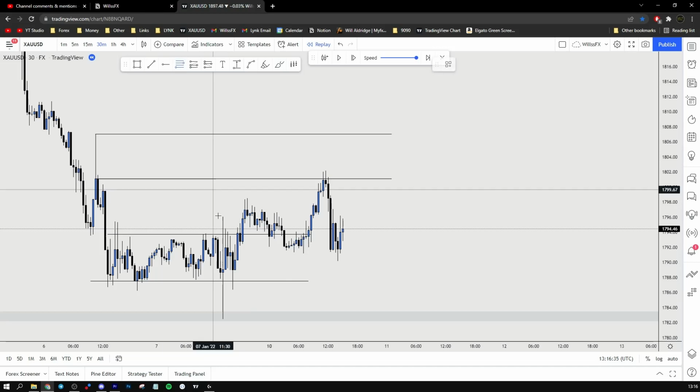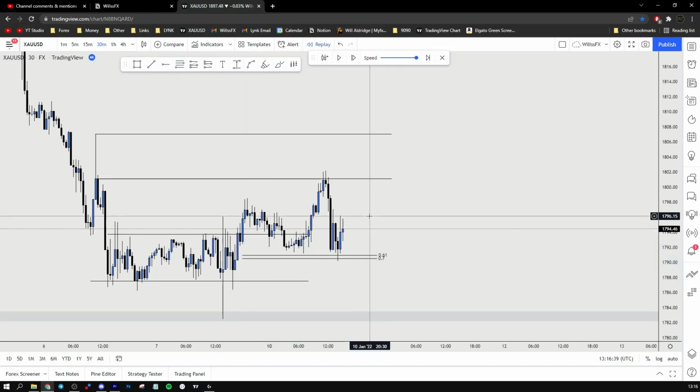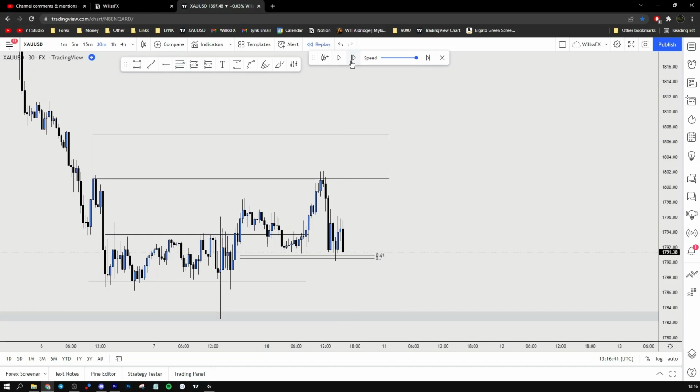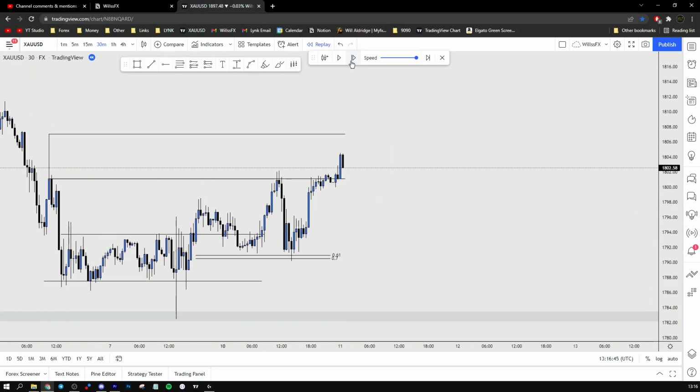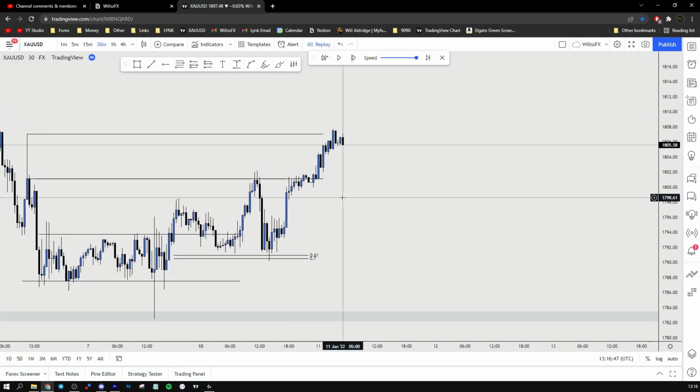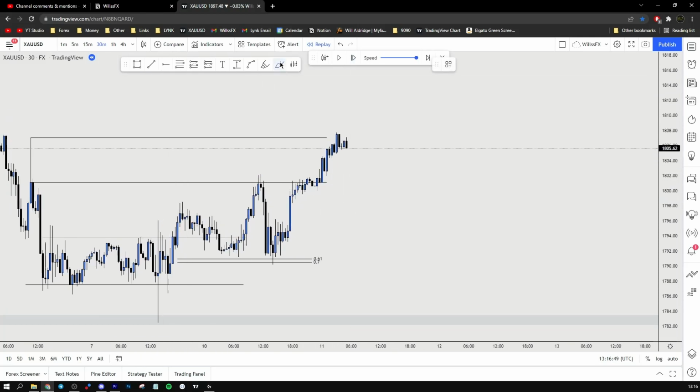If you missed the original entries, what can we do? Fib across, boom, you could have possibly got another entry. Let's see if it holds or not. There we go, holds perfectly. Both of the targets, which we could see hit, did actually hit.